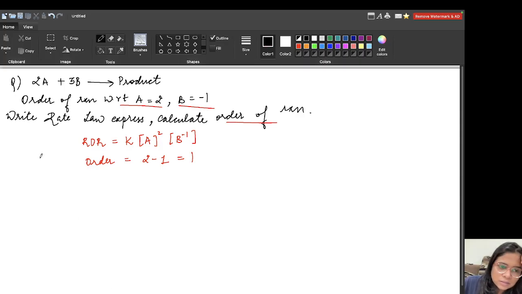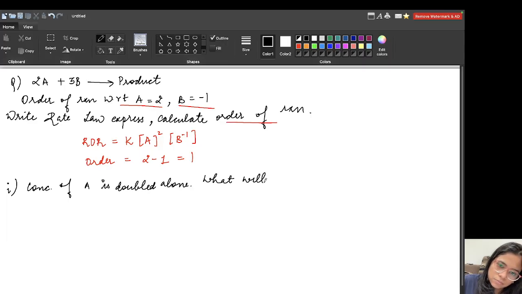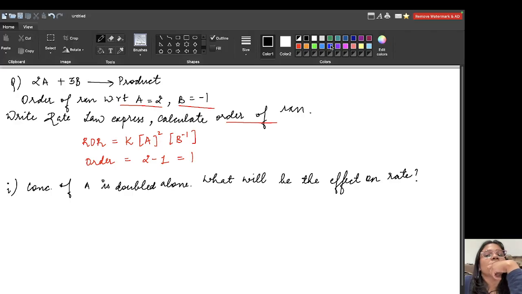Now the second part, what you have to find? Now they are telling us the concentration of A is doubled alone. They are asking what will be the effect on rate. See, just compare the first rate with your second rate. First rate, the original rate. What is the original rate? Original rate is this, right?